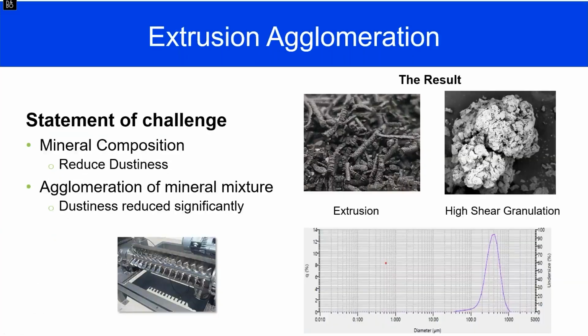So let's go through some of these questions and examples. Let's start out with an extrusion agglomeration process. I don't have the extrusion agglomeration process down here; I have the high shear, because we're actually going to look at both in this particular case. We had a customer come to us with a mineral composition, and what they wanted to do was just reduce the dustiness. It wasn't necessary to have wettability or anything like that. Just get that dustiness under control.